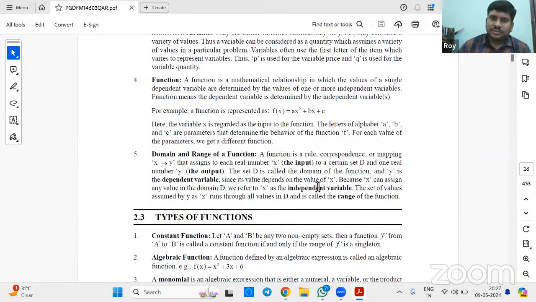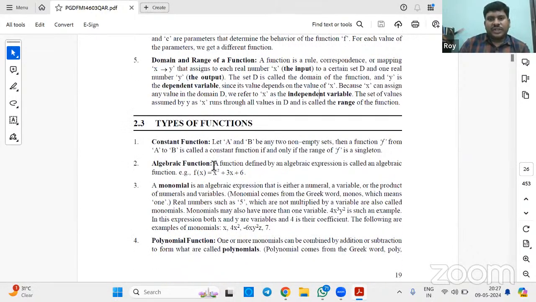Based on the export function, exports and imports: if the import values are increasing, definitely the prices will increase. This is an independent variable, right? Petrol price is a dependent variable on those import prices. Thank you for that example, right? Independent variable. See, this is what domain and range are. In the x and y, we will denote that.